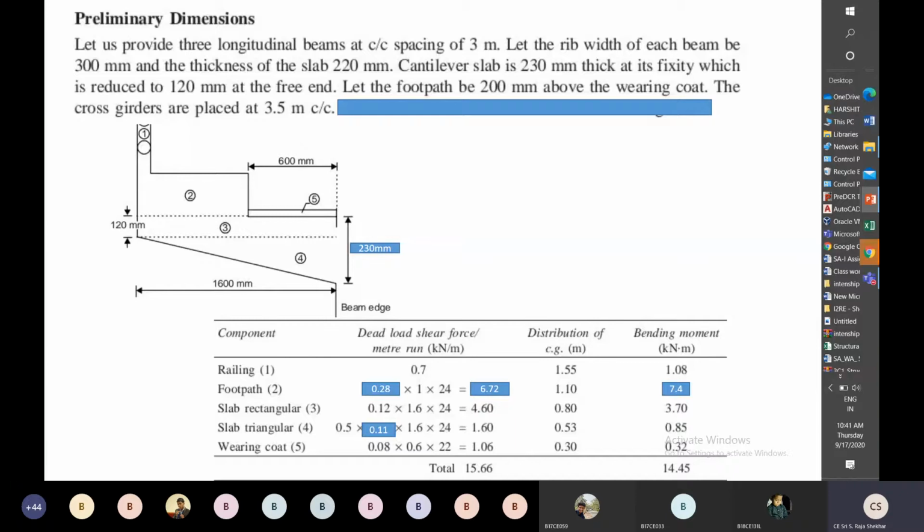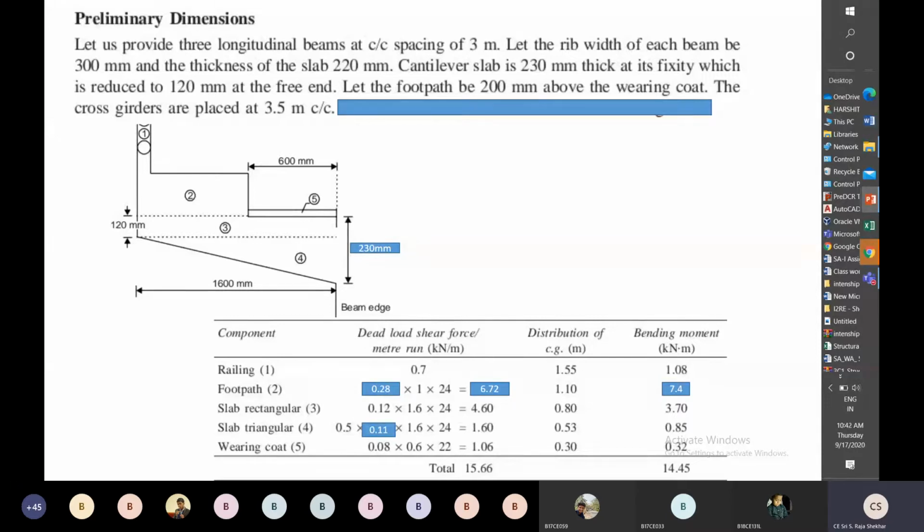So the interior panel is placed on two cross girders and two longitudinal girders. That means the slab is supported by 4 beams. If you consider a room, the slab will be there, and below the slab, 4 beams will be there. Two beams are longitudinal girders and two beams are cross girders. So here also, the slab is supported with 4 beams.